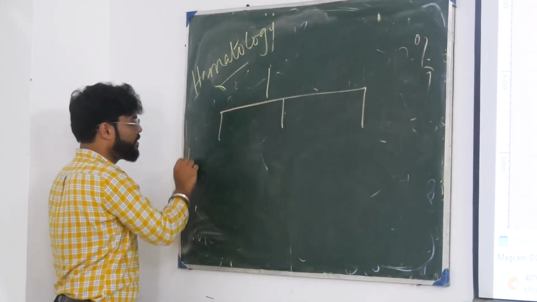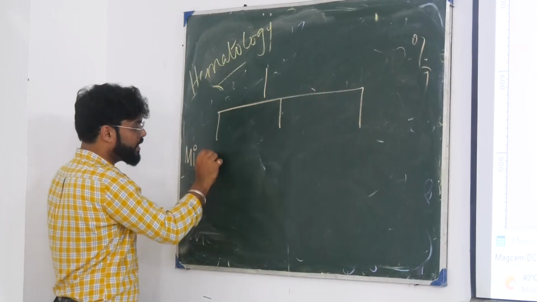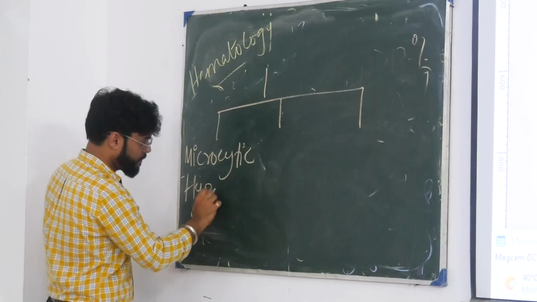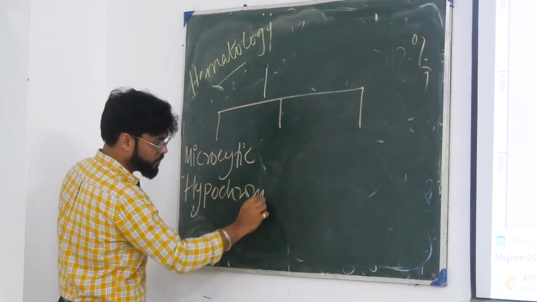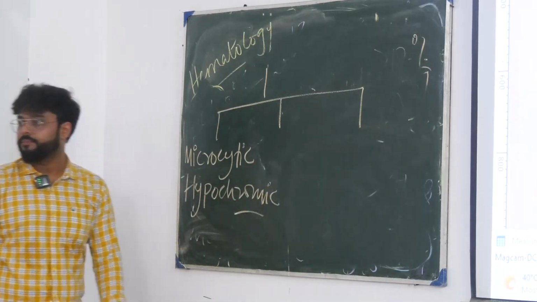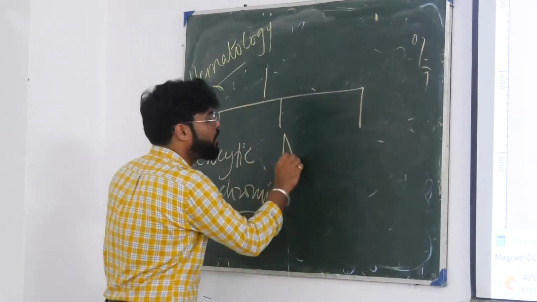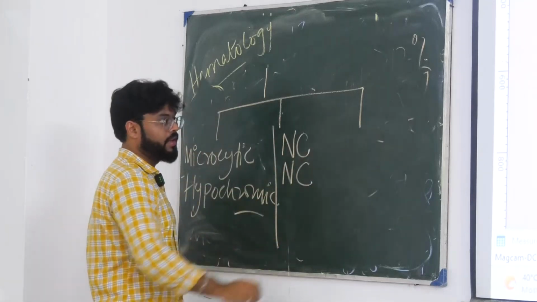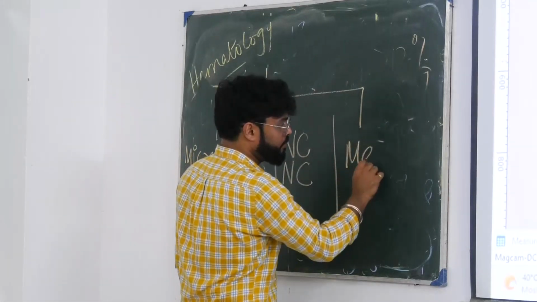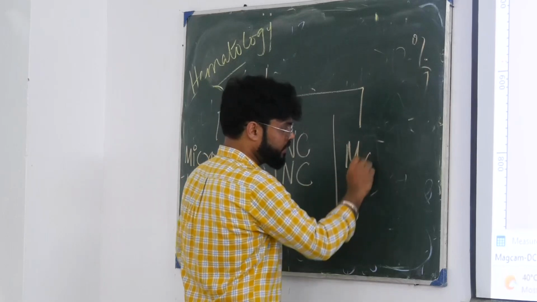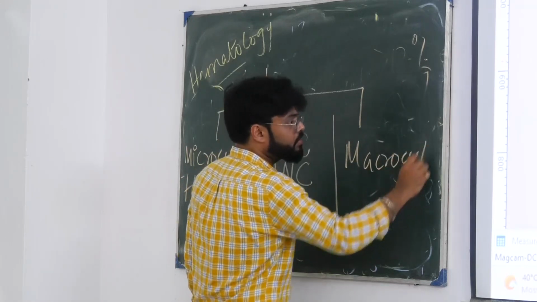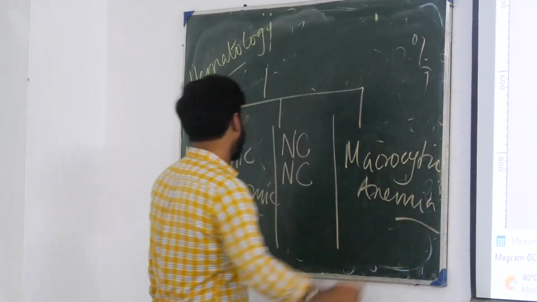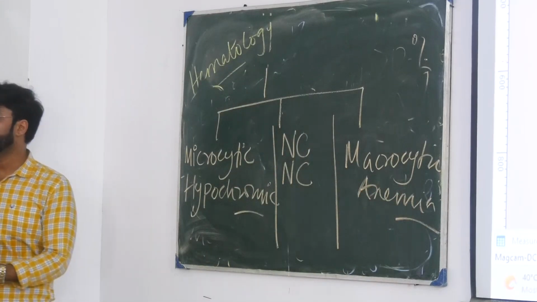One is microcytic hypochromic anemia. One is normocytic normochromic anemia, and another is macrocytic anemia. কি ফিচার হবে মাইক্রোসাইটিক হাইপোক্রোমিক?